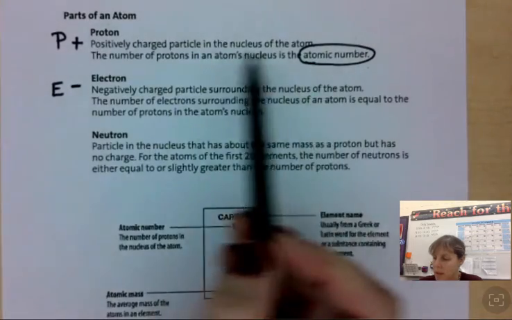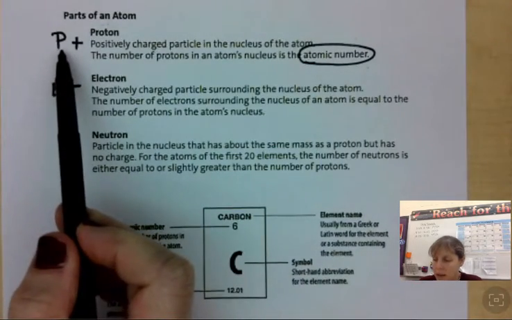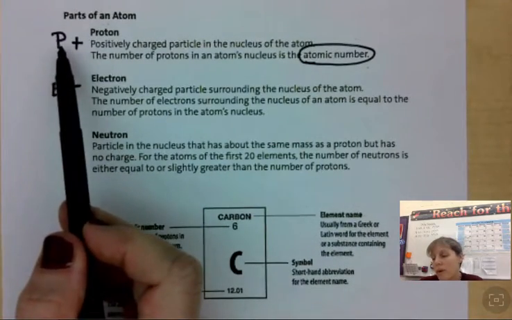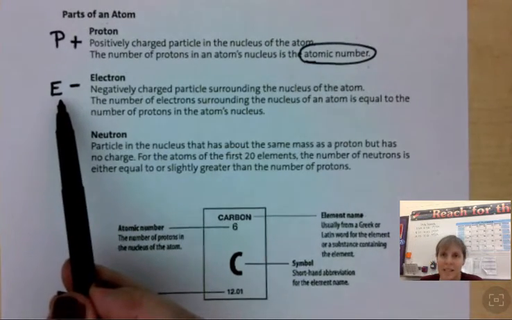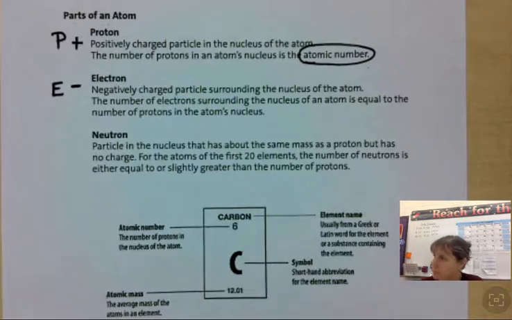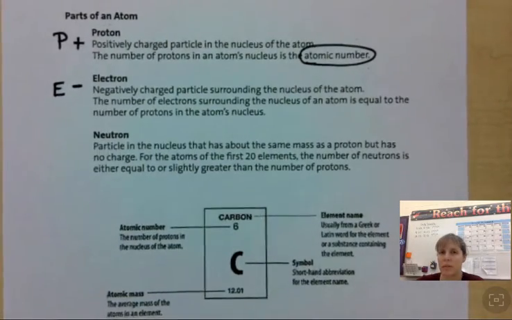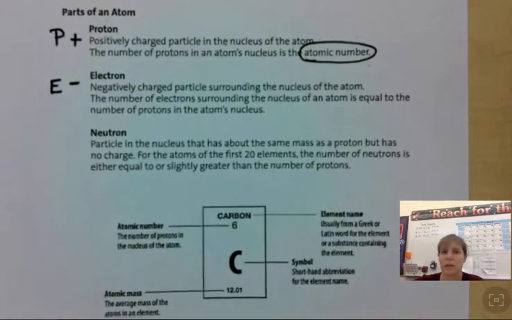So the atomic number tells us how many protons there are, and as long as you know how many protons there are, you know that the number of electrons is the same, okay? I'm going to turn that off. I know it keeps focusing. We'll just focus it one more time.